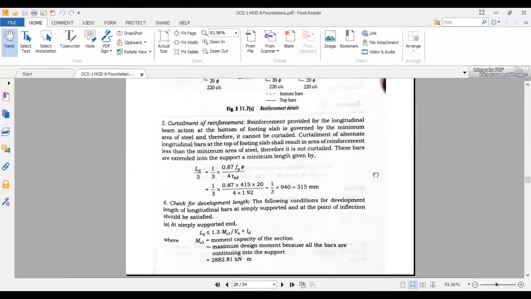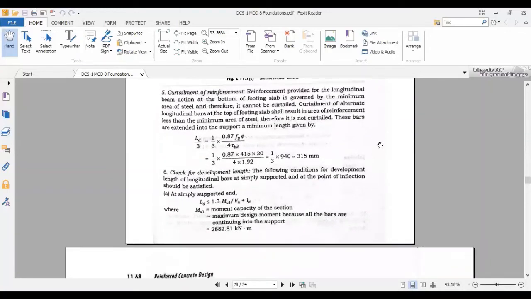Next concept is curtailment of reinforcement in this numerical. Reinforcement provided for longitudinal beam action at the bottom of footing slab is governed by minimum area of steel and therefore it cannot be curtailed.